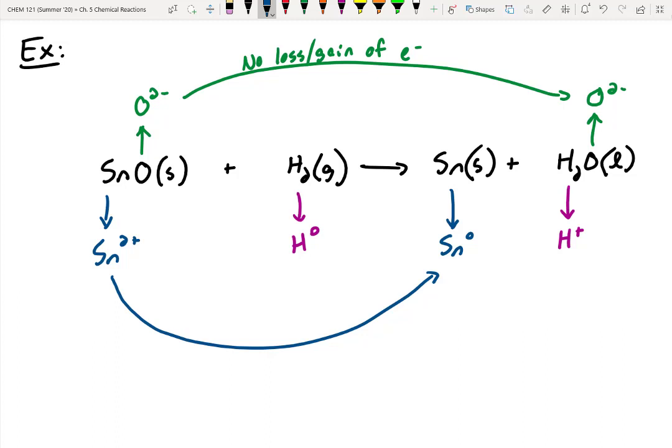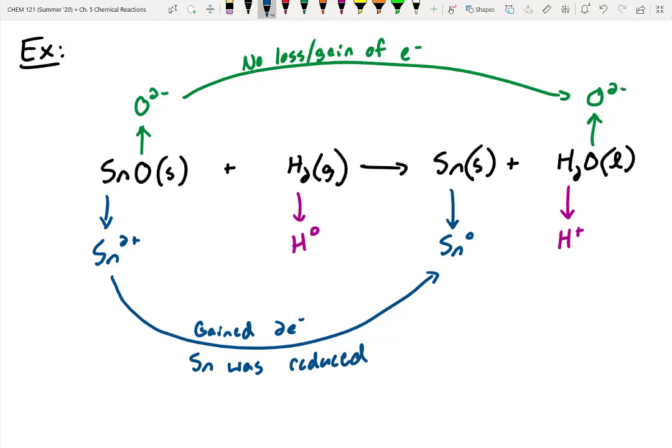So the question is, how did we go from something that was positive to something that was neutral? Well, we must have gained negative things in order to cancel out the positives, right? So in this case, we must have gained 2 electrons, right? And if we think about gaining 2 electrons, well, that means that tin was reduced, right? Leo the lion goes grr tells us that, right?